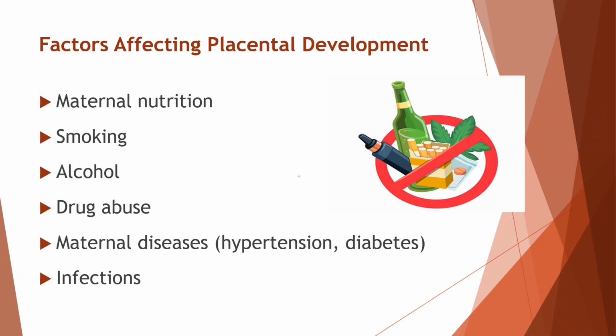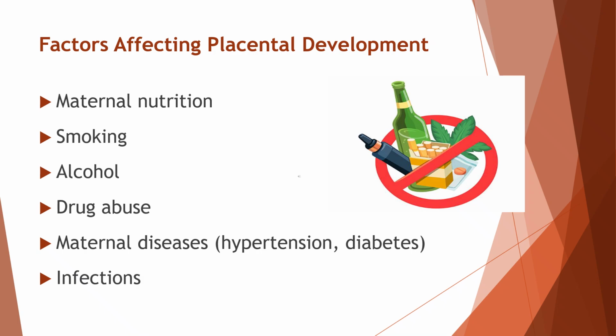Now let us look at the factors that affect placental development. The first factor is maternal nutrition. A healthy and balanced diet helps the placenta grow properly and supports the baby's development. The second factor is smoking. Smoking reduces the oxygen supply to the baby and can affect placental growth and function.